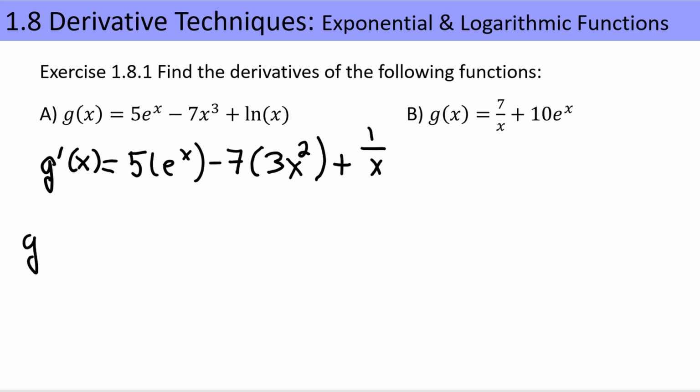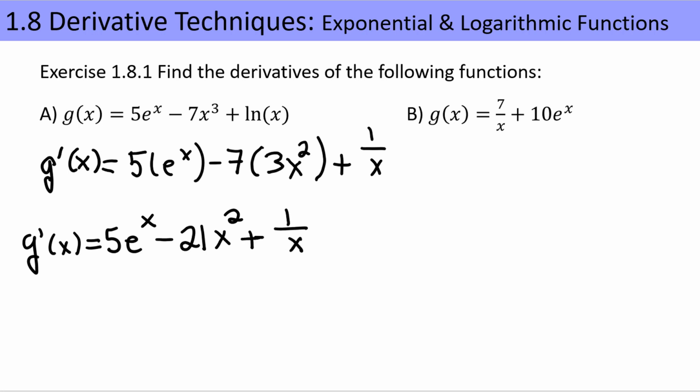When simplified, we would have g prime of x is equal to 5 e to the x minus 7 times 3 is 21 x squared plus 1 over x. If you choose to, you may write that as x to the minus 1 as well.